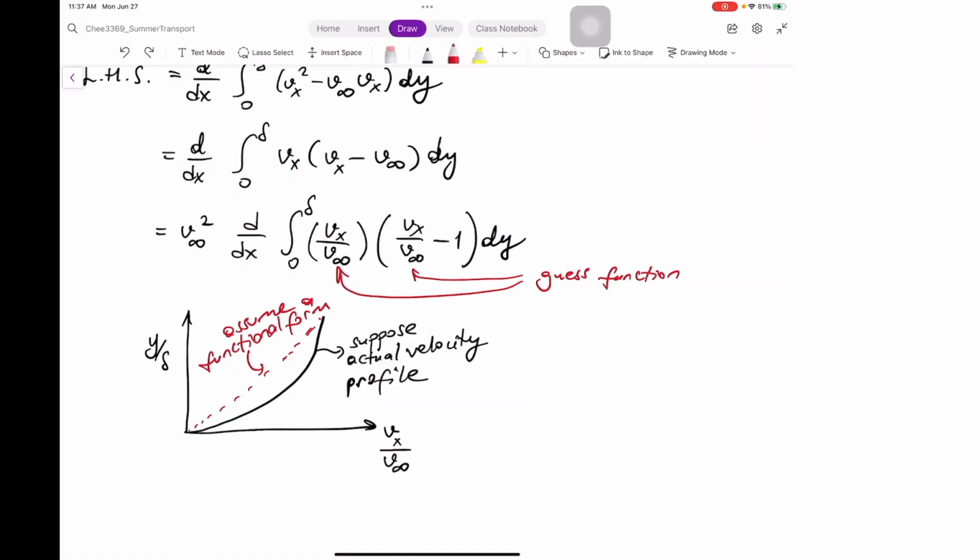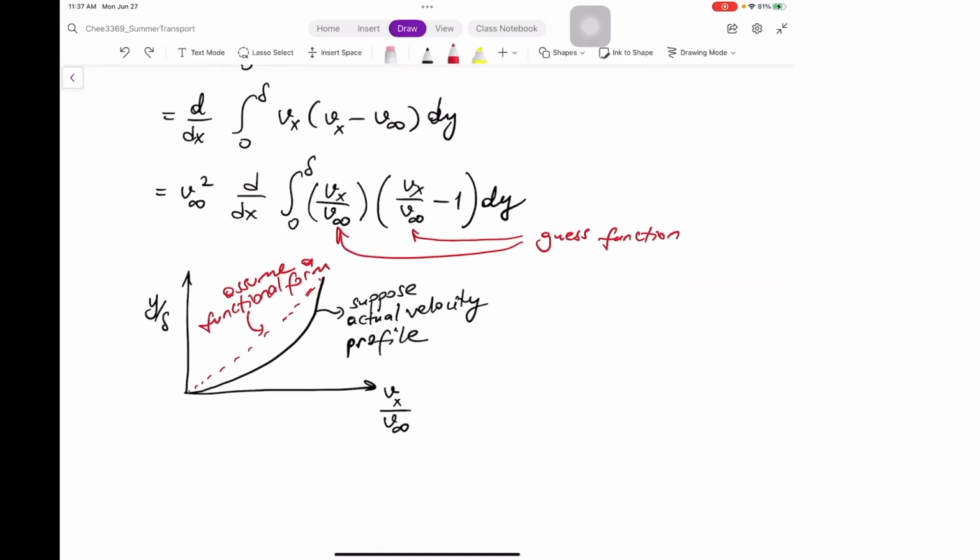So you can actually reason that the functional form that you come up with should satisfy this integral equation up to a good approximation, just because you're integrating Vx over V infinity times 1 minus Vx over V infinity. Okay, if you're thinking about the absolute values, because 1 is larger than Vx over V infinity, you're going to get a larger number for the first one, smaller number for the second one, so they actually should cancel out partially.